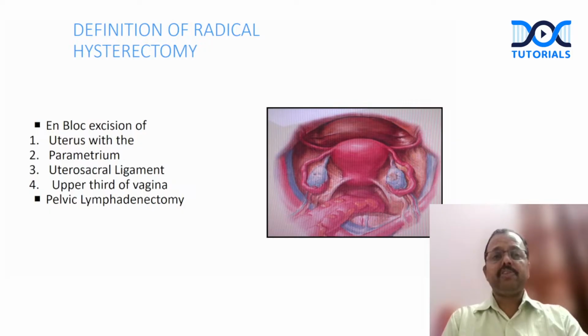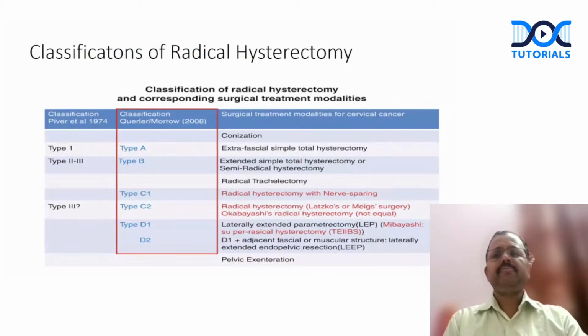Radical hysterectomy is a procedure which involves en bloc excision of the uterus with the parametrium, the uterosacral ligament, the upper third of the vagina, and inclusive of a pelvic lymphadenectomy. So this is what encompasses a radical hysterectomy. The types of radical hysterectomy will determine how much of the parametrium you take, how much of the uterosacral ligament you take, and how much of the vagina is going to be removed along with the specimen.